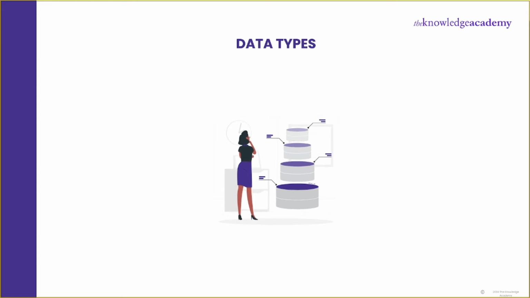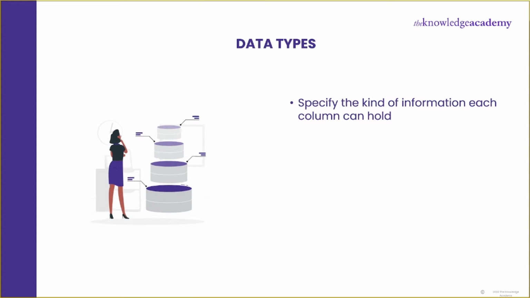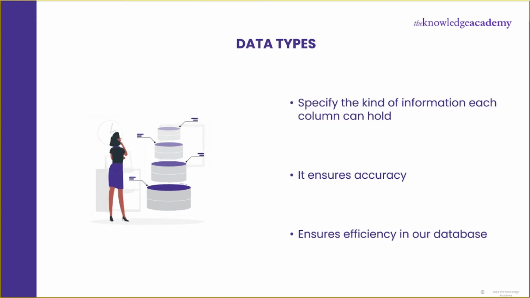Next, after the schema, is data type. So when it comes to storing data, we need to consider the data types. These specify the kind of information each column can hold, whether it's a number, a string of text, or a date. Choosing the right data type ensures accuracy and efficiency in our database.